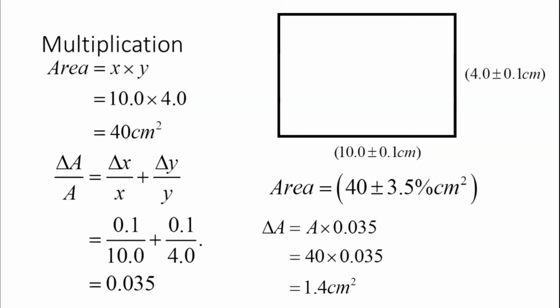The area and the uncertainty for area must have the same decimal. So we have to round off the value of the uncertainty to 1. The area of the rectangle is 40 plus minus 1 centimeter squared.